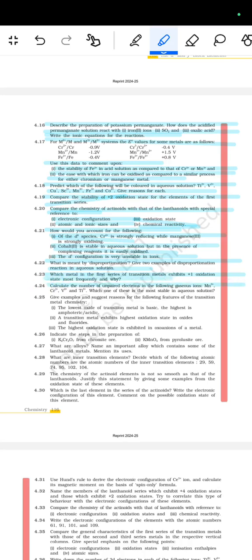Calculate the number of unpaired electrons in the following gaseous ions: Mn3+, Cr3+, V3+, Ti3+. Which one of these is the most stable in aqueous solution?